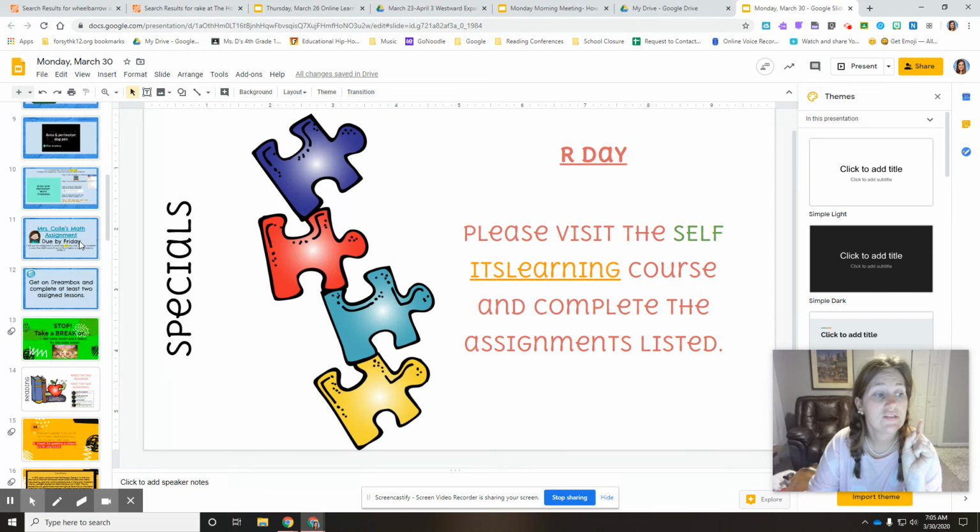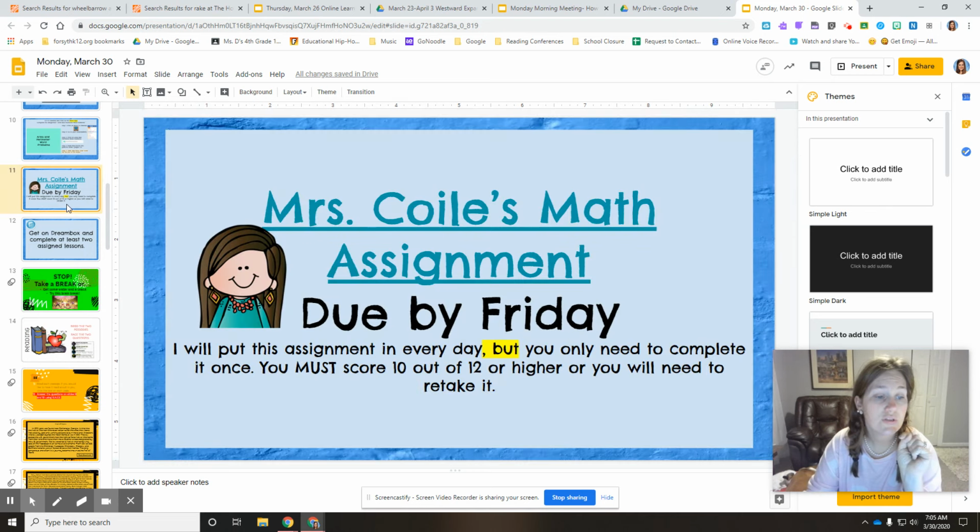Ms. Coyle's activity is also in here. Please make sure that everyone has this done by Friday. But if you do not score an 80% or higher, just like on our normal test, you're going to have to go back and retake it. You don't have to take it every day, especially if you pass it. But if you did not pass it, you have to score 80% or higher.